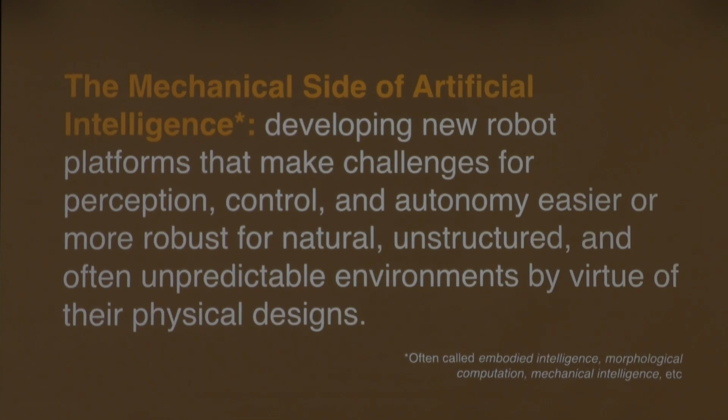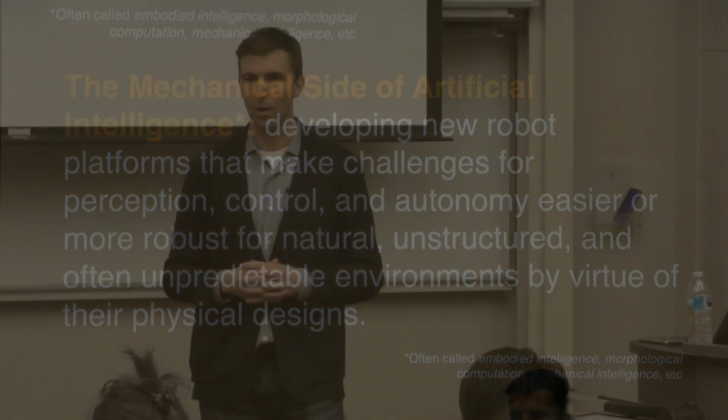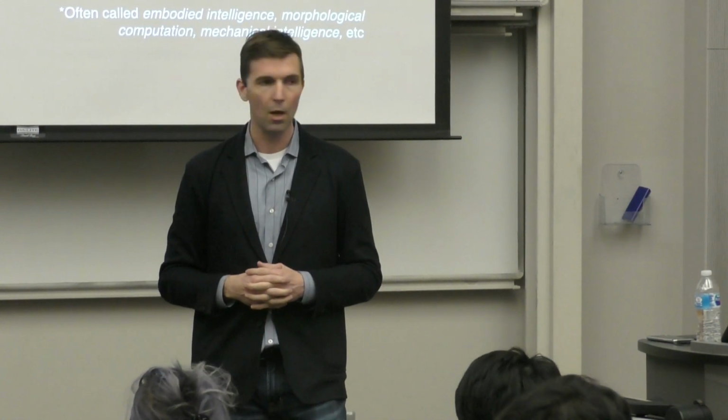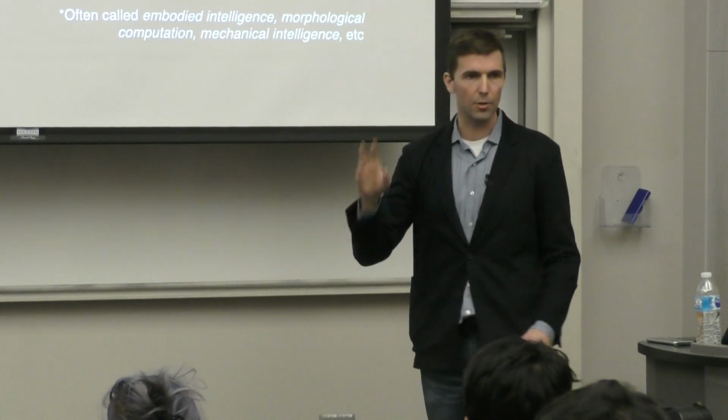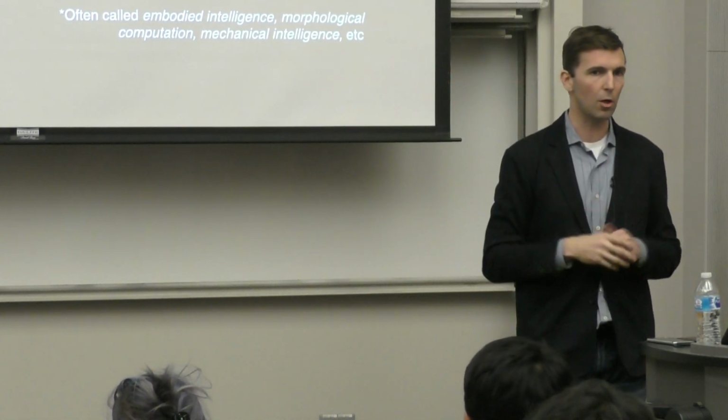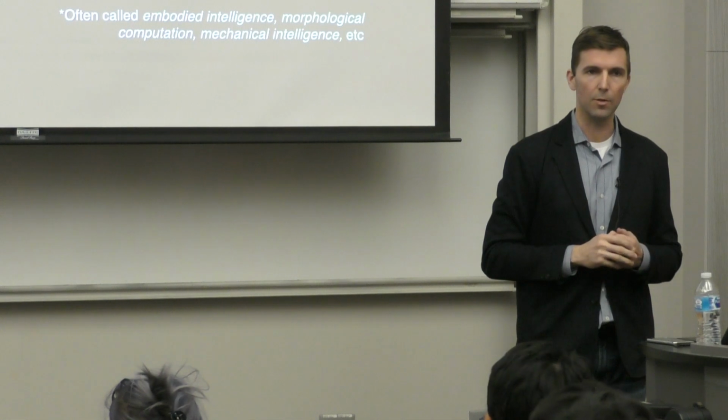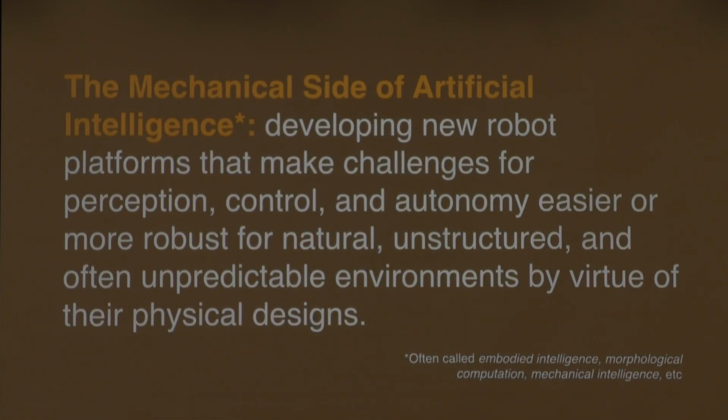So more along the lines of what we do, I define it as this. The development of the mechanical side of artificial intelligence, the development of systems, of robotic platforms that make challenges for perception, control, and autonomy easier by virtue of their mechanics, materials, manufacturing, design. So building platforms which alleviate some of these more classical AI challenges. I'll come back to this later on, and there's many names for this: morphological computing and embodied intelligence, whatever you want to call this. But I'll argue that this concept is far, far older than what we think of as classical artificial intelligence.